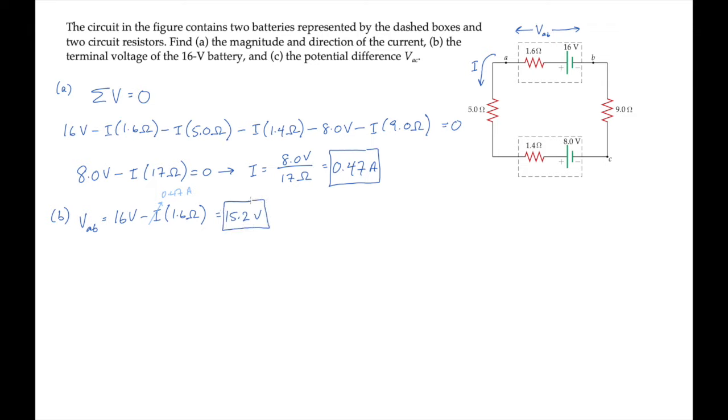Finally, in Part C, we're asked to find the potential difference, VAC. That's the voltage at A relative to the voltage at C. So if we start at A and sum all the voltage changes, we have the voltage at A minus the drop across the 5 ohm resistor, minus the drop across the 1.4 ohm resistor, minus the 8 volt drop, brings us to point C.